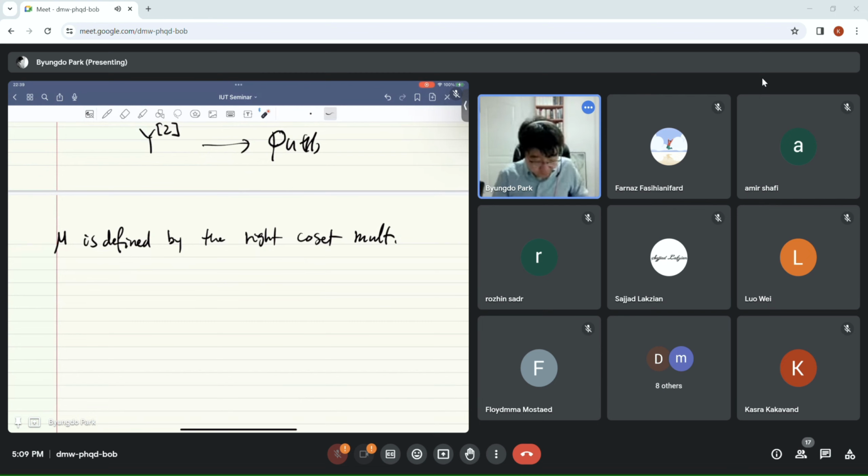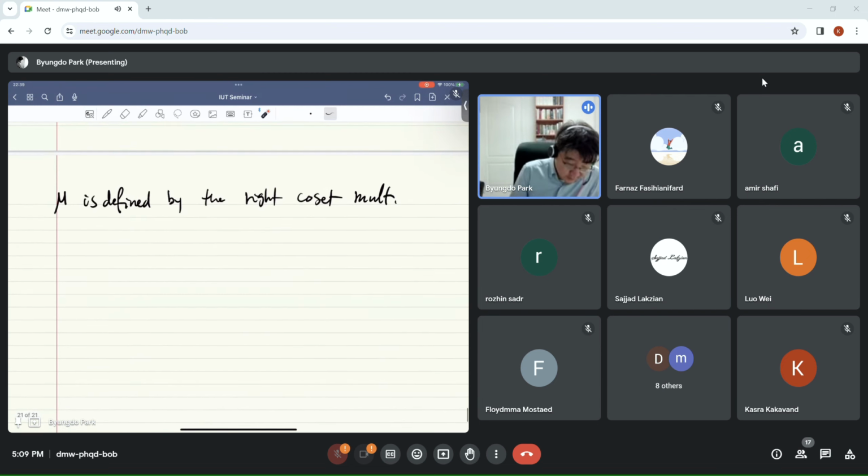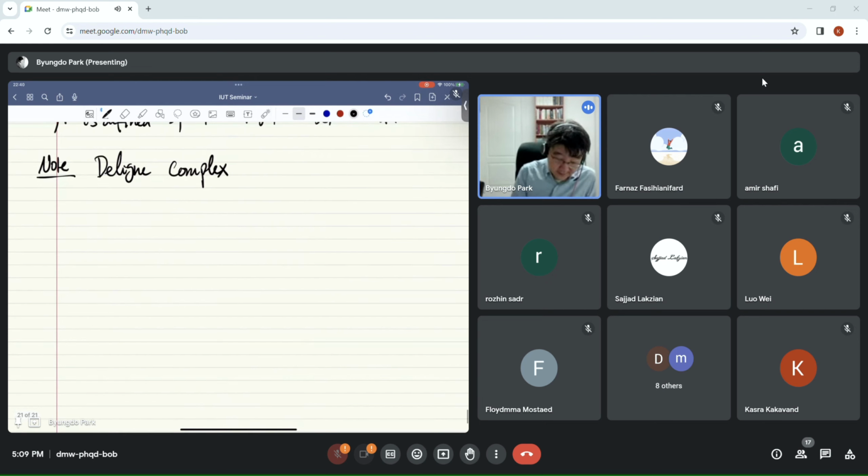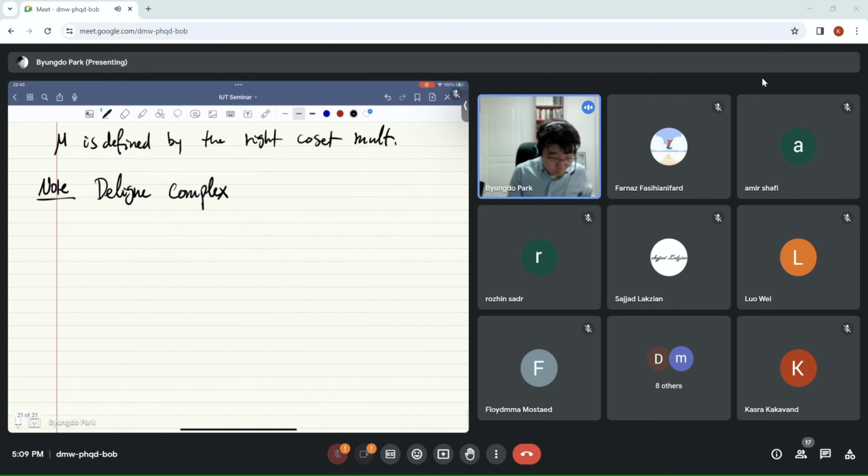So I'm going to just explain some brief thing and then stop. There is this thing called the Čech complex. If you read this book by Bott and Tu, then you have seen this. So what is it?